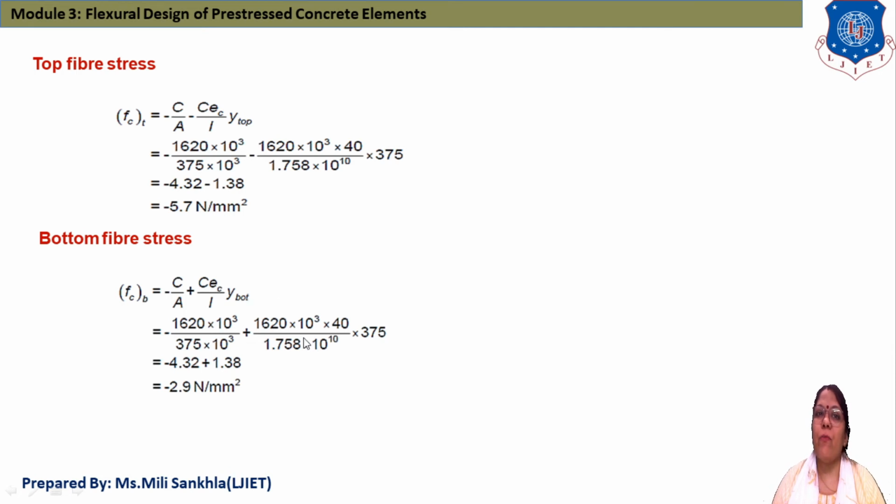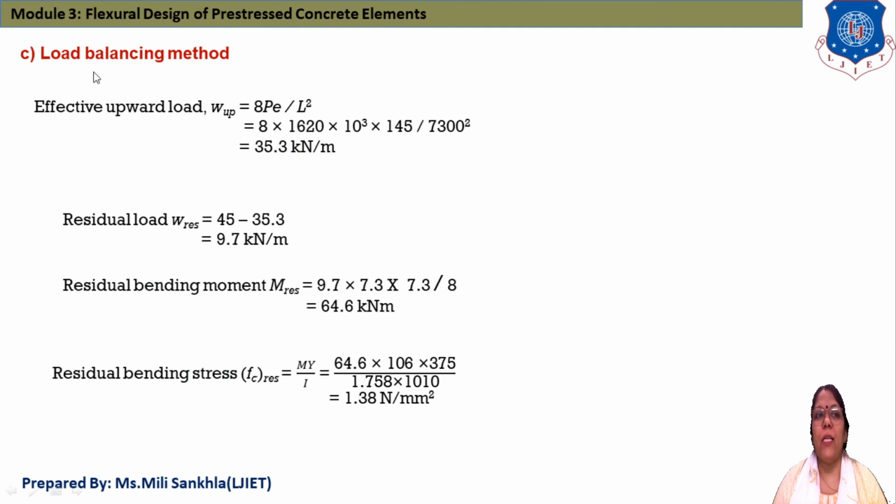Again the values that we found, put simply in this equation. C is equal to load 1620 converted into Newton, area A, and again EC is equal to 40 and Y bottom is equal to 375 because our section is rectangular. The answer is equal to minus 2.9 Newton per mm square. This one is the top and bottom fiber stresses for the force concept. Now third is the load balancing concept. For the load balancing concept, here the tendons are given that is parabolic because it is subjected to UDL load.